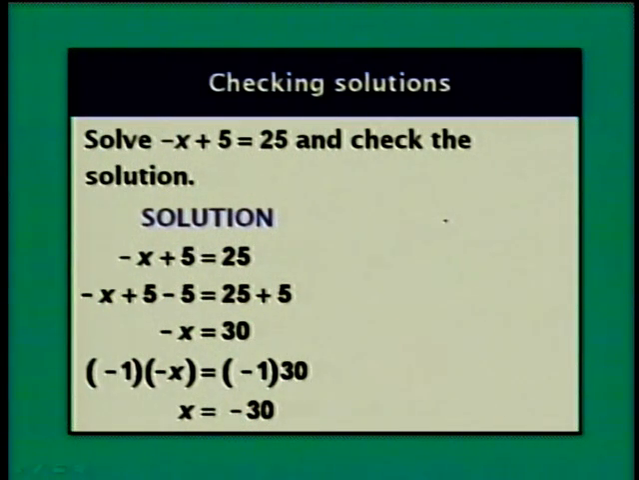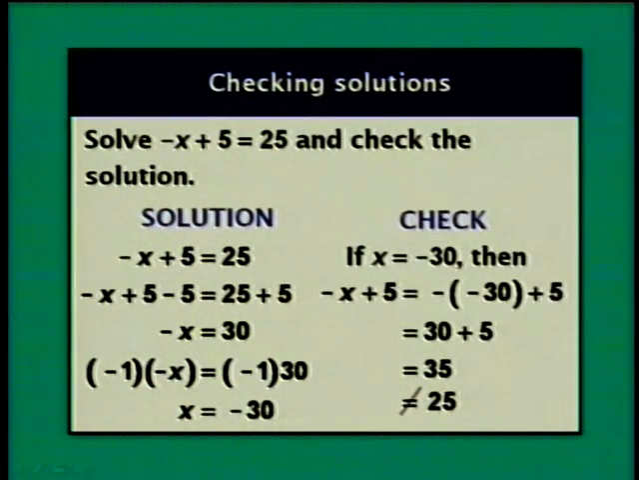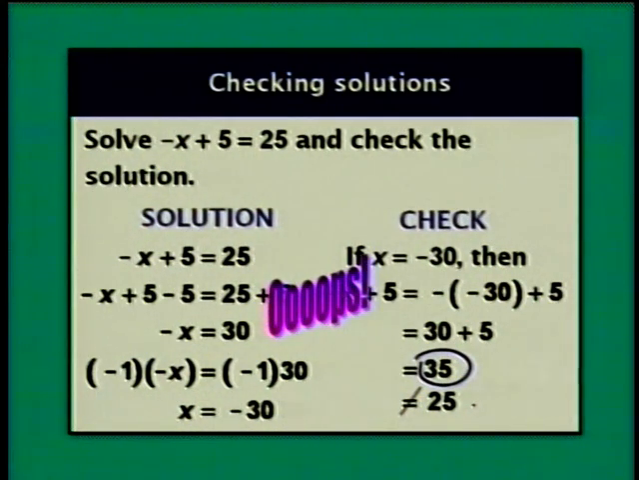So here's the solution. The student went through, did all these steps, and came up with the equivalent equation, x equals -30. Here's a check. If x equals -30, then the opposite of x plus 5 equals, and you know, they did all these calculations and ended up with 35 rather than 25. And this is going to happen to you, it happens to me, and we have to figure out what to do in this situation.